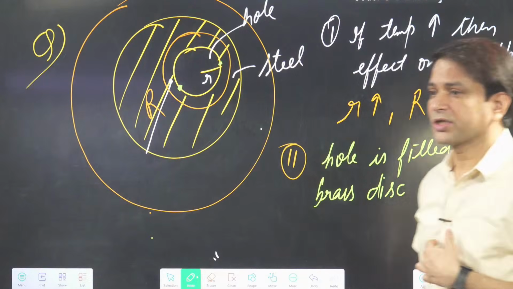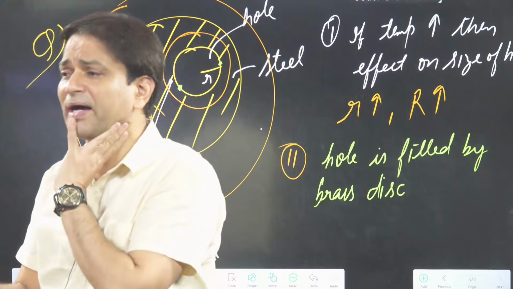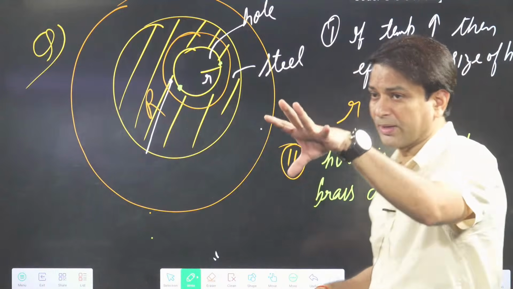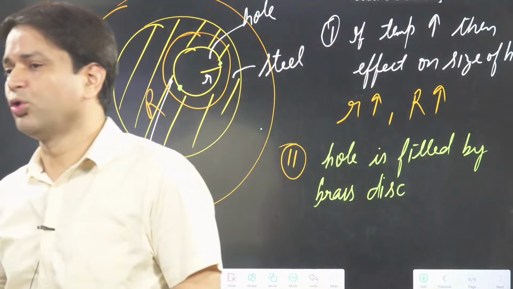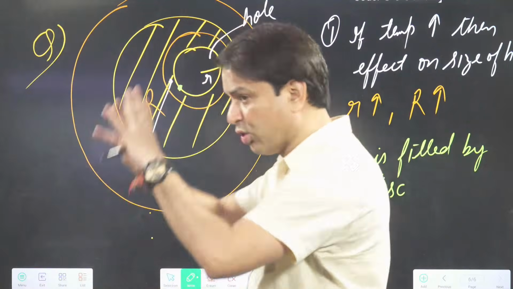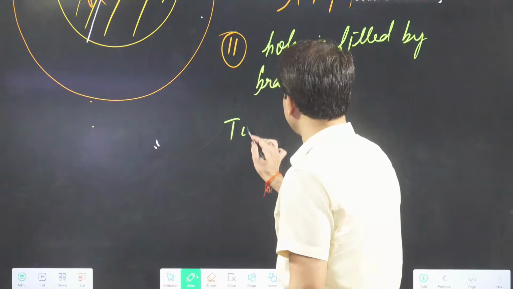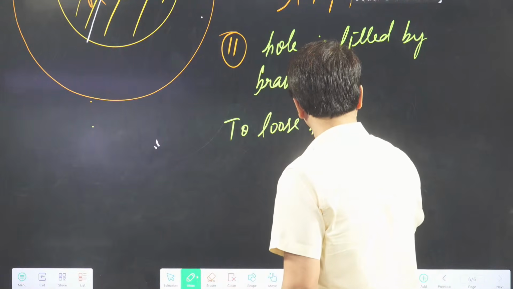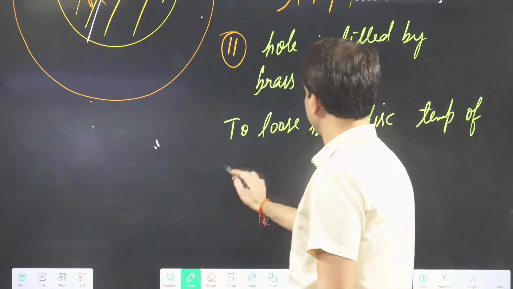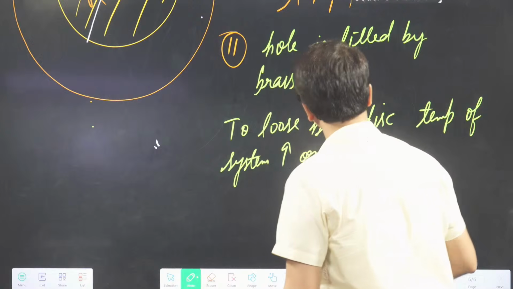Now, second question. Suppose in this hole I have filled the brass disc tightly. If I want to take the brass disc out, then do we have to cool the whole system or heat the whole system? To loosen the brass disc, does the temperature of this system increase or decrease? That I am asking.